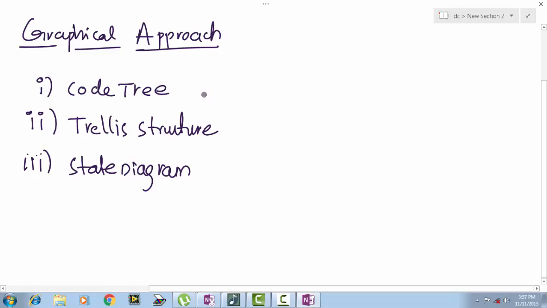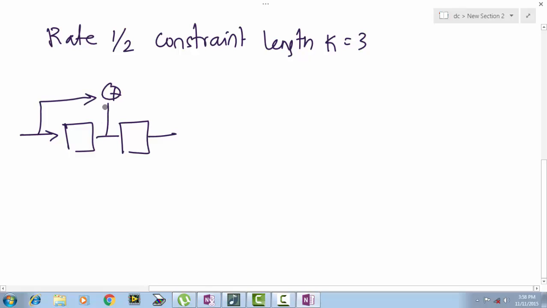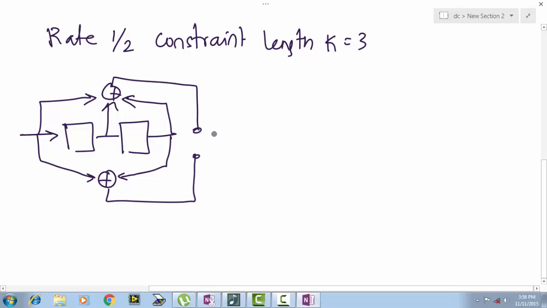But before going into the graphical approach using any one of these techniques, let us consider our previous example, the rate 1/2, constraint length capital K equal to 3 encoder. These are the two outputs, first output, second output, and a multiplexer. This is the input. And you can clearly see we are having two memory elements.